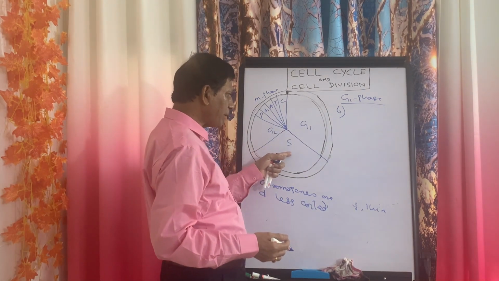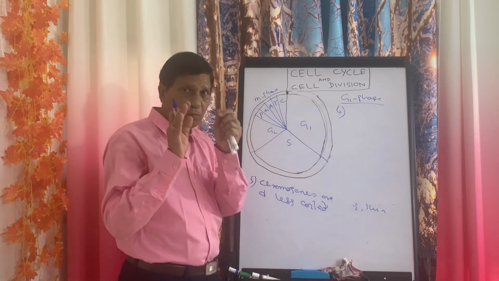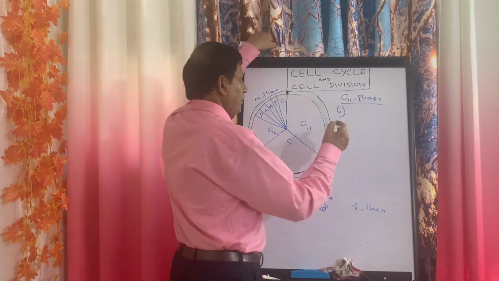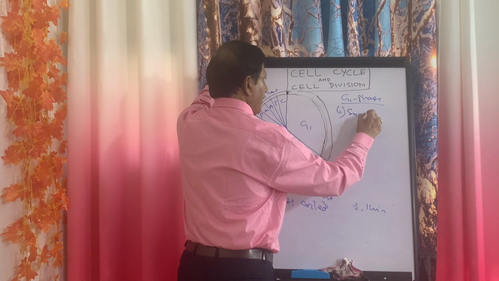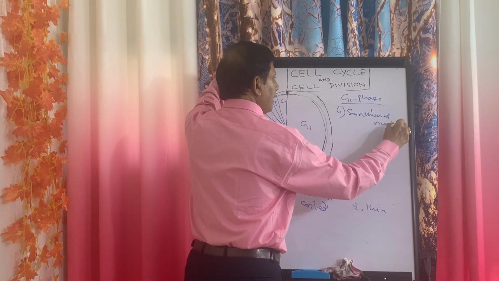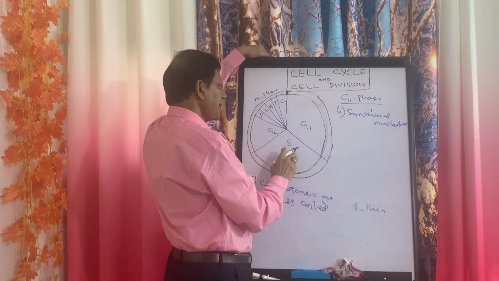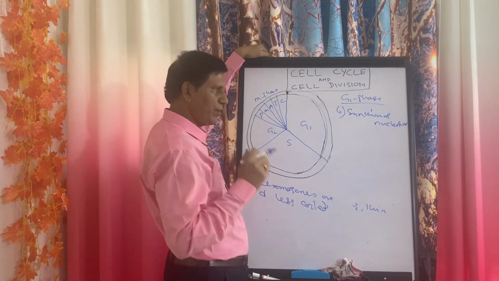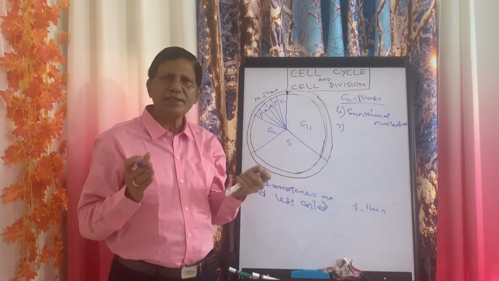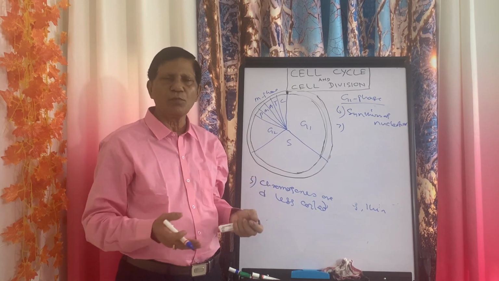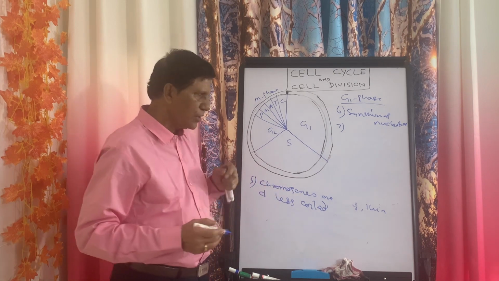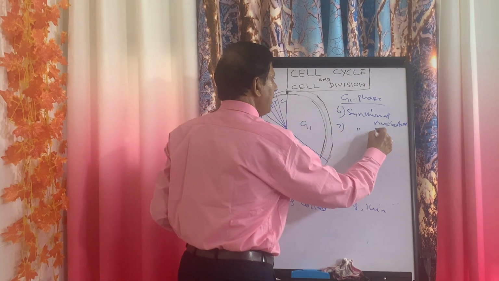Since replication will take place in the next stage, that means the cell has to prepare itself in G1. That means it synthesizes nucleotides. Unless nucleotides are synthesized, how will polymerization take place? So that is number one. Again, you know that for replication, several enzymes, helicase or unwindase, topoisomerase, then DNA polymerase, primase, so many enzymes are required. So synthesis of enzymes.